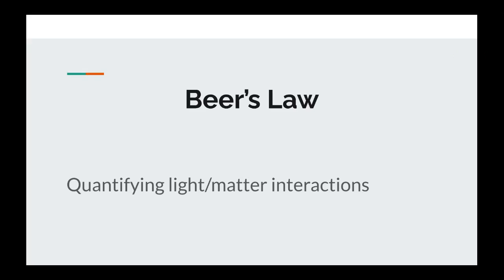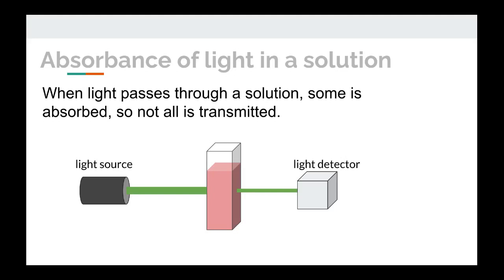This video is about Beer's law, which is a way of using light to make quantitative analyses of solutions. When light passes through a solution, some of it gets absorbed, so not all of it is transmitted. So in this schematic here, we have a light source that's shining out some, looks like green light, and it goes through a sample of some red material, and on the other side there's not as much light. That's kind of meant to be illustrated by the thinner line there.